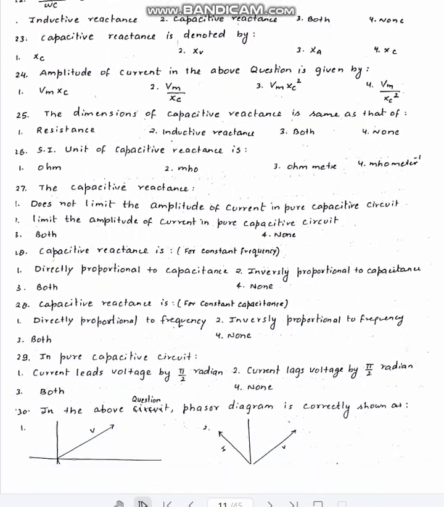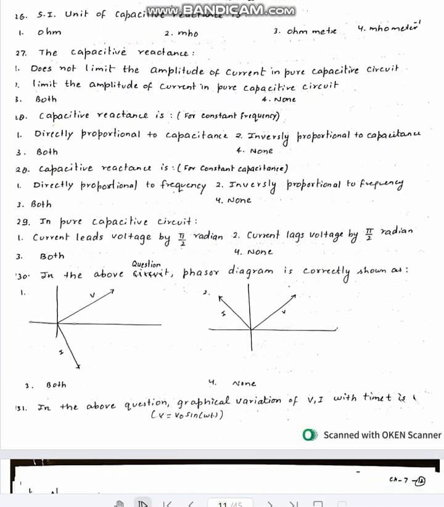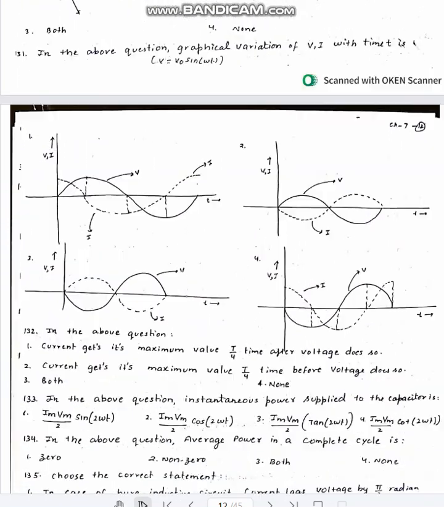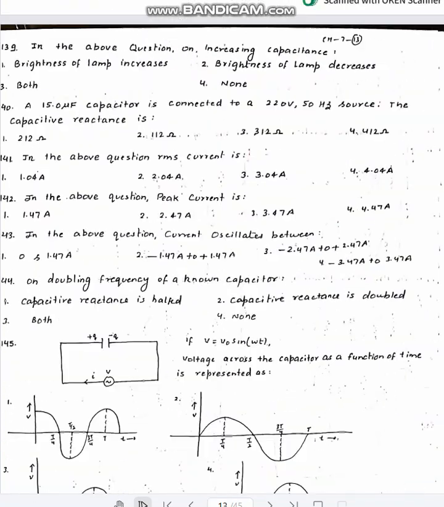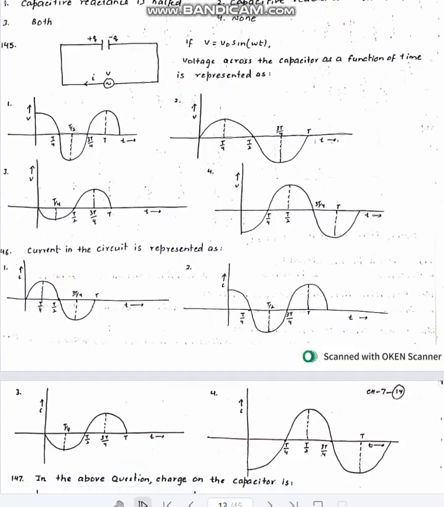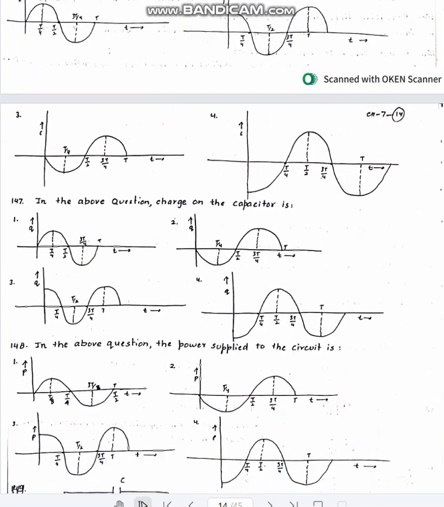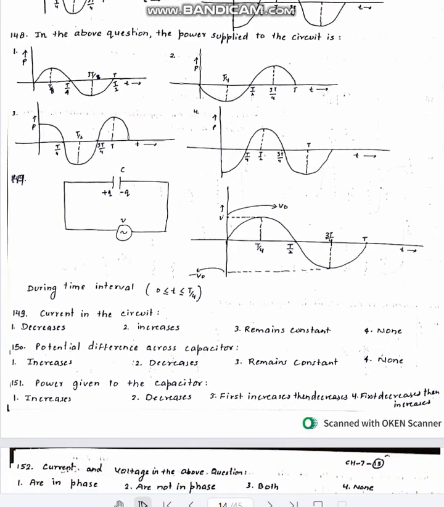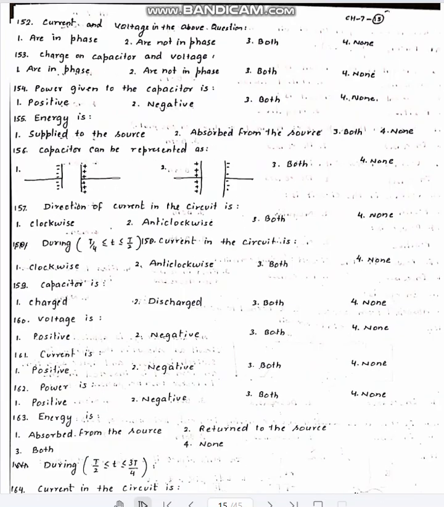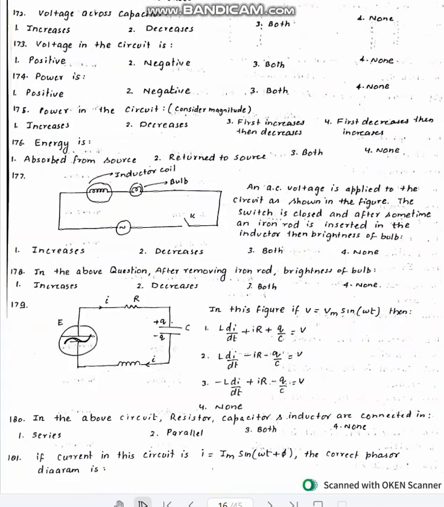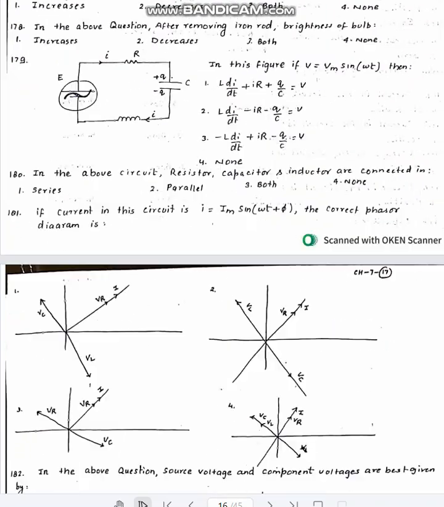Then we have questions based on capacitive reactance, its graph, phasors. Then we have graph based questions on that. Then we have certain graph based questions on capacitors. Then we have charging capacitor, power supplied to capacitor in different cases, current in the circuit, variations of current. Then we have questions based on charging, clockwise, anti-clockwise. Then we have inductor coil problem.